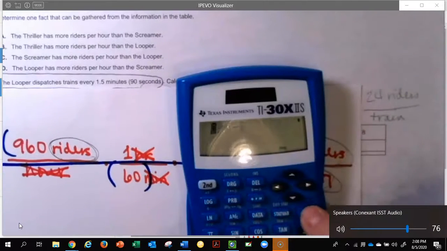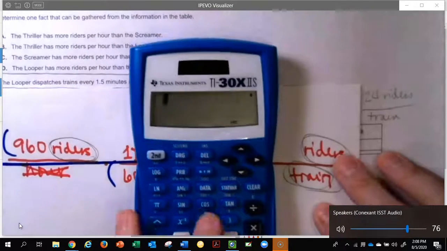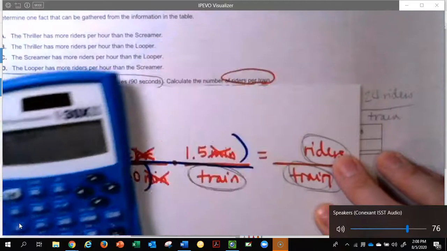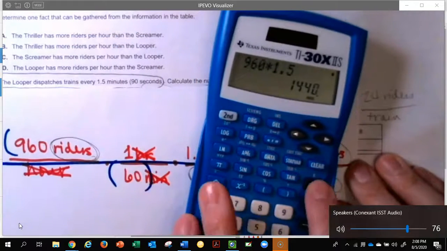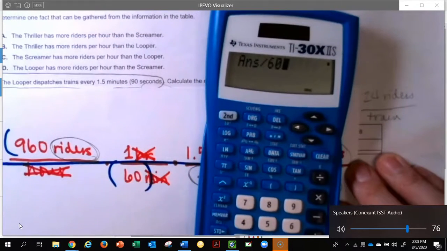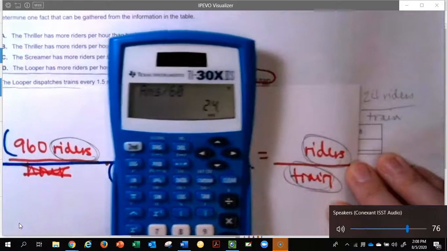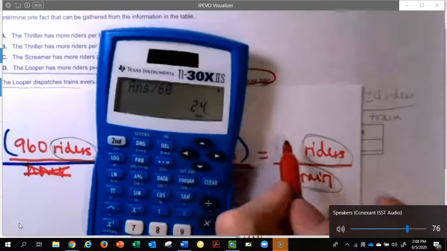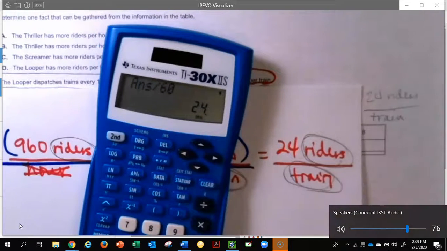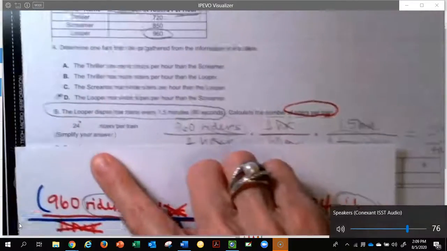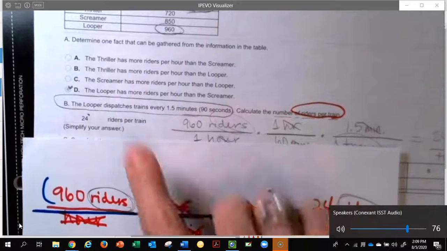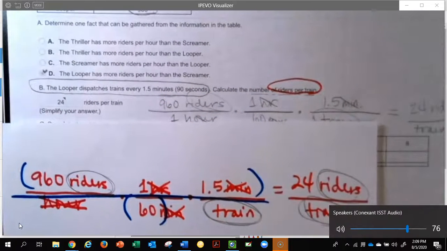So remember, when you get your calculator, hit clear a bunch of times. I'm going to do 960 times, don't have to worry about the 1, times 1.5, and I'm going to hit equals. And then I need to divide by whatever's in the denominator, 60. And when I do, I get that there are 24 riders per train. And that's where the student's question initially started. Because when she sent it to me on Ask My Instructor, it was telling her it's 24, and she's like, how in the world? So this is a good place to stop the video.